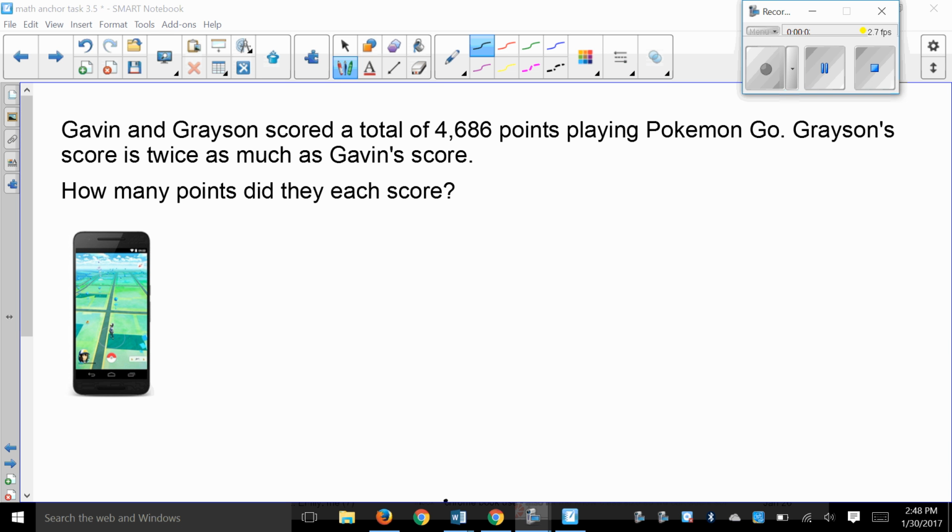Gavin and Grayson scored a total of 4,686 points playing Pokemon Go. Grayson's score is twice as much as Gavin's score. How many points did they each score?